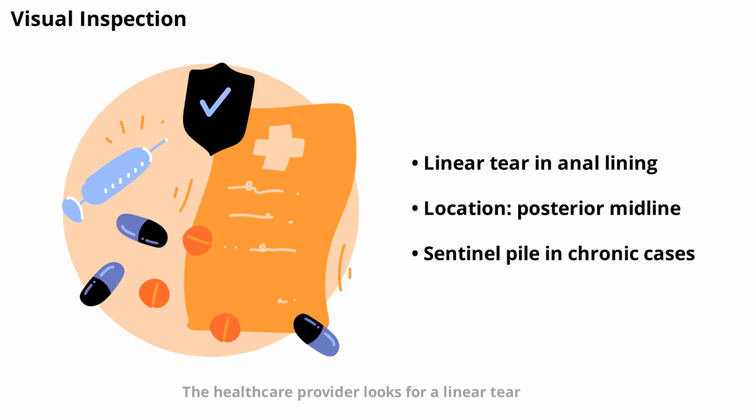The healthcare provider looks for a linear tear, usually located in the posterior midline of the anus. Acute fissures appear as fresh tears, while chronic fissures may show raised edges or a sentinel pile, which is a small skin tag. This simple, non-invasive test is quick and effective for most cases, allowing for immediate diagnosis and treatment planning.